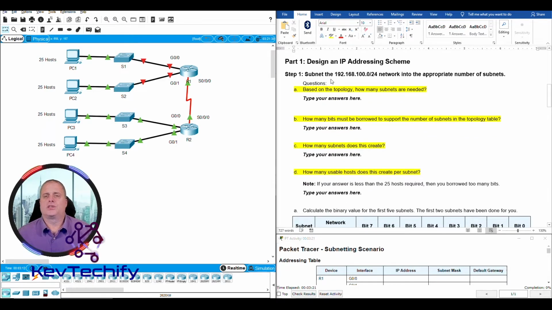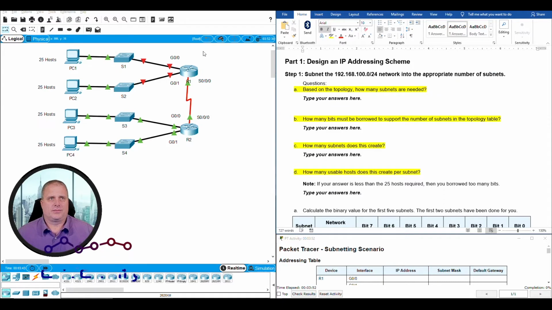Part 1, Step 1, subnet the 192.168.100.0/24 network into the appropriate number of subnets. We're going to go back and think about what the formula is. The formula is 2 to the number of bits borrowed for our subnets to make smaller subnets. That equals the number of subnets there. First question, 1A. Based on the topology, how many subnets are needed?